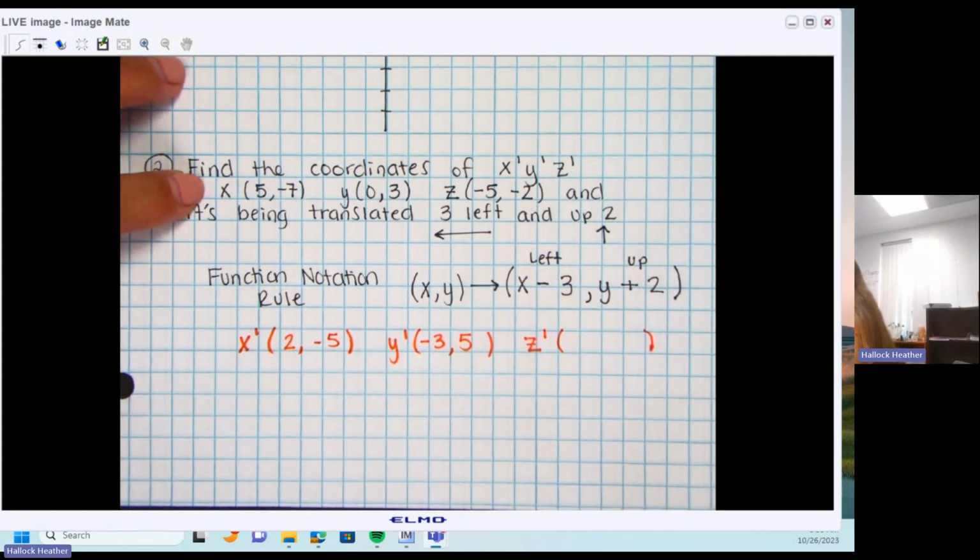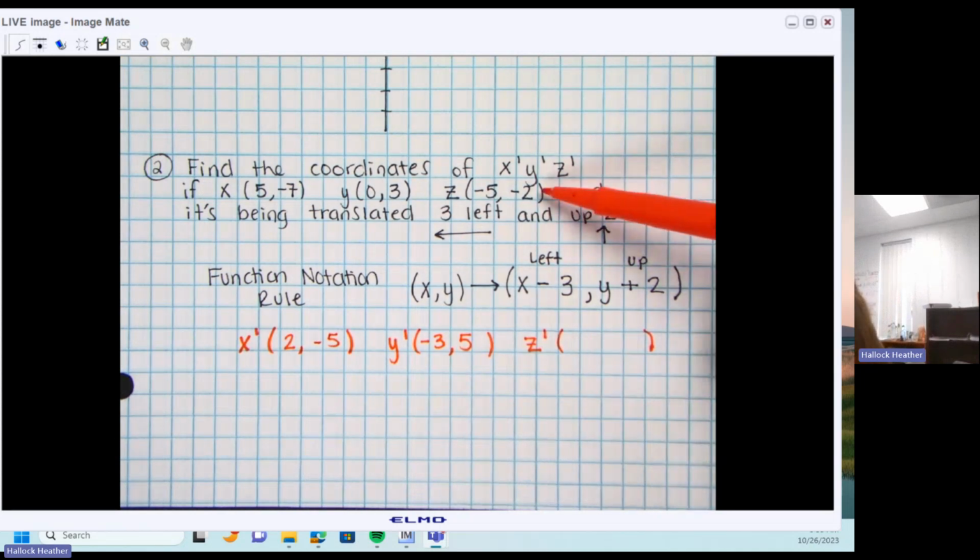If I go left 3, up 2, and I started at -5, -2. So I'm kind of cheating. I'm not going to use a graph. I'm just going to think math-wise. How much would that be? So take a second, try to fill in your blanks. Try to fill in your numbers.